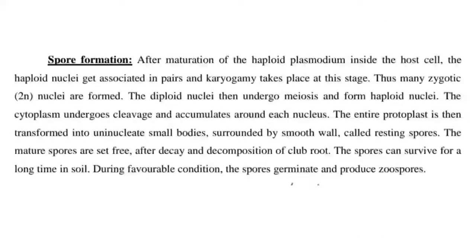Spore formation. After maturation of the haploid plasmodium inside the host cell, the haploid nuclei get associated in pairs and karyogamy takes place at this stage. Thus many zygotic diploid nuclei are formed. The diploid nuclei then undergo meiosis and form haploid nuclei. The cytoplasm undergoes cleavage and accumulates around each nucleus. The entire protoplast is then transformed into uninucleate small bodies, surrounded by a smooth wall, called resting spores. The mature spores are set free after decay and decomposition of the club root. The spores can survive for a long time in soil. During favorable conditions, the spores germinate and produce zoospores.